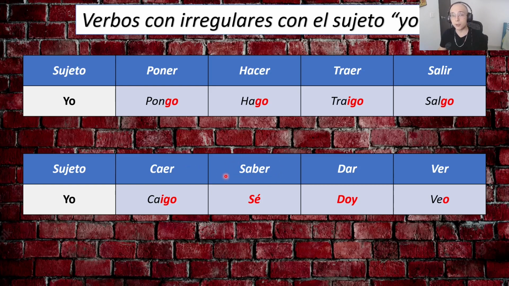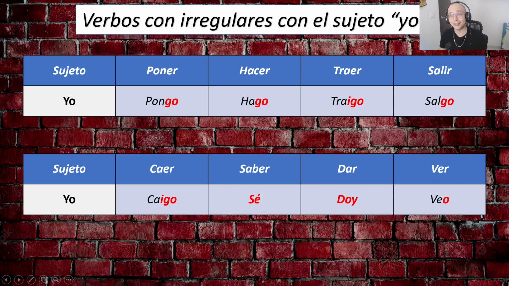This one, very important to know. Yo sé, I know. Or yo no sé, I don't know. And the last two will be dar. Sorry about the camera. Dar will be yo doy, I give. Or ver, yo veo, I see. Very good.